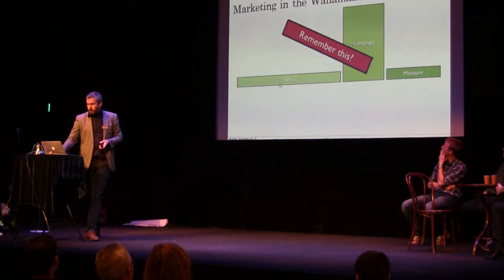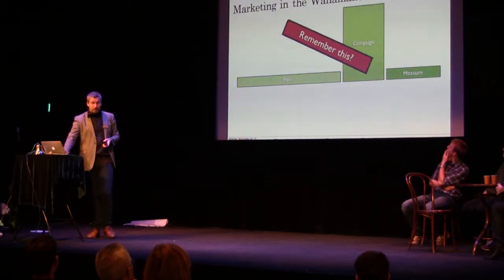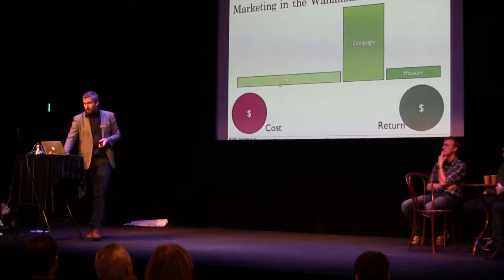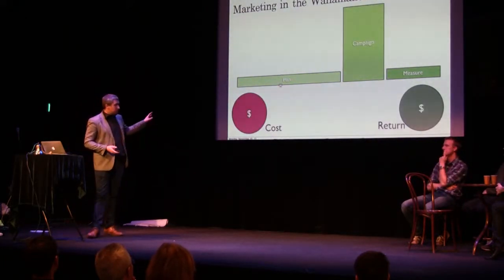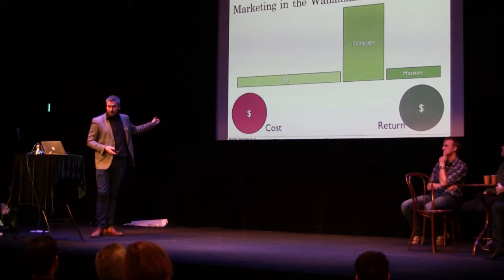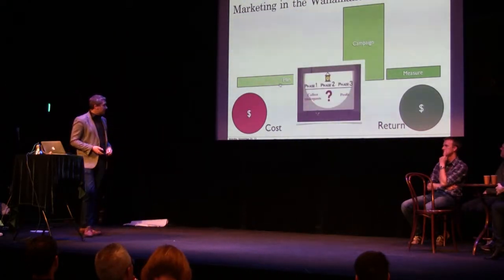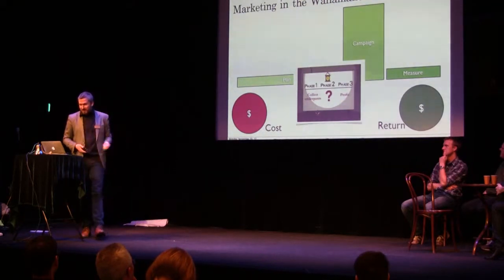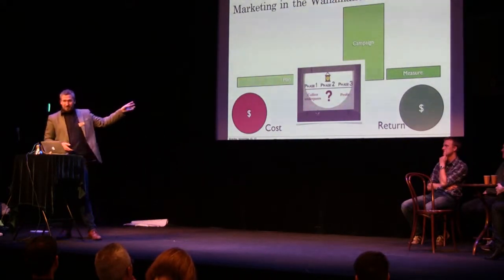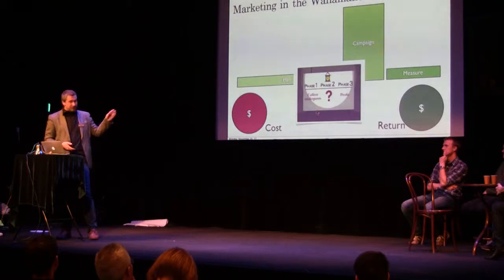So, you remember this? The Wanamaker era way of doing marketing, where you do a big cost at the beginning of a project, and then you hope for the best. It's like the underpants gnomes in South Park. You hope for the best, and if you're lucky, you get a return later on.